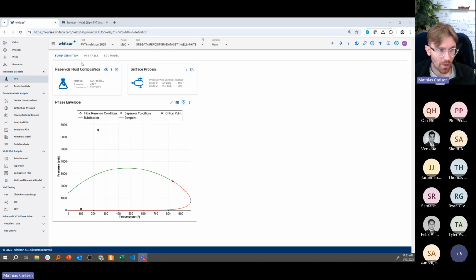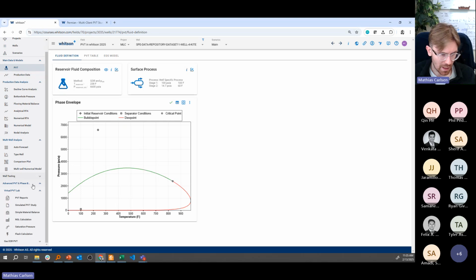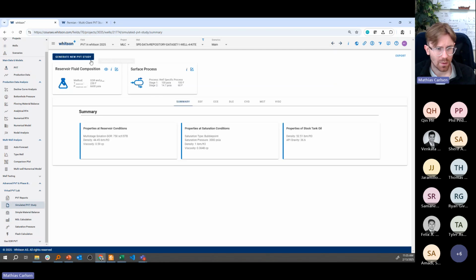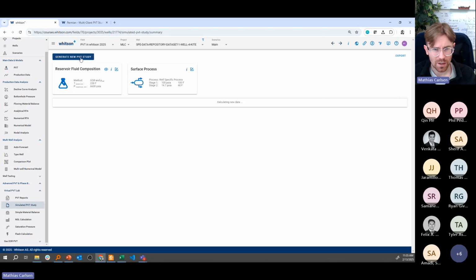Okay, so when we're done with that piece, we're going to go down to what we call the virtual PVT lab right here, which we call simulated PVT study. So we're all the way up here. We're going down to simulated PVT study. Click simulated PVT study, and then we're going to click create new PVT study up here to the left.